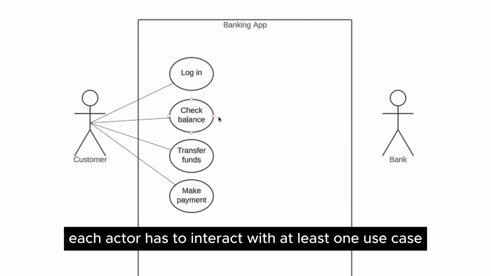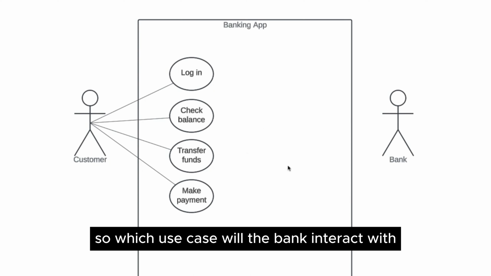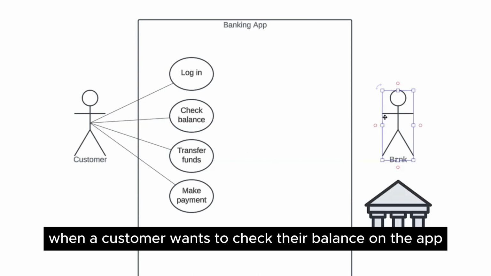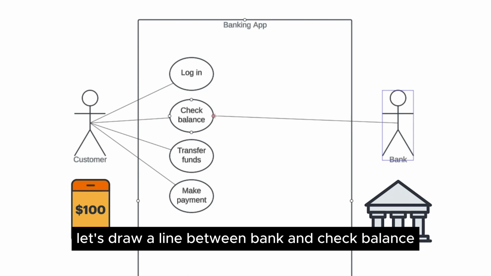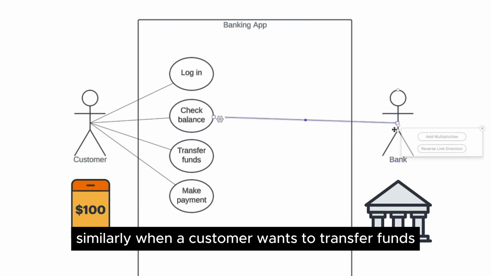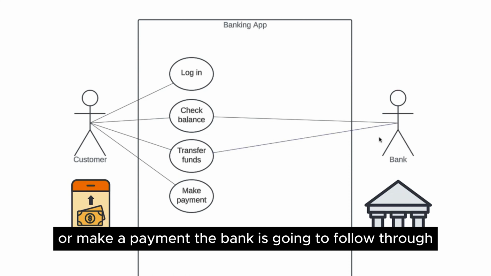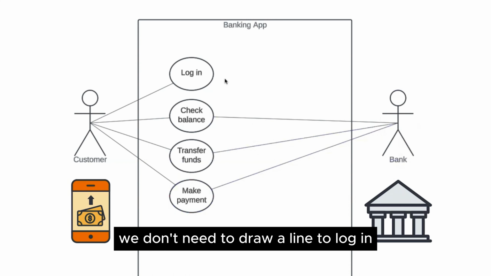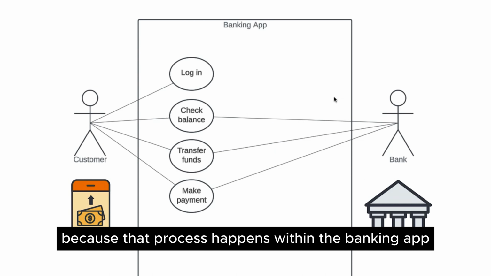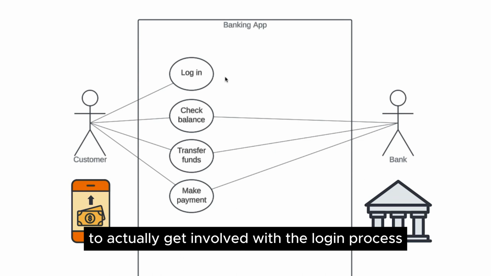Remember, each actor has to interact with at least one use case. So, which use case will the bank interact with? Well, when a customer wants to check their balance on the app, the bank is going to provide the correct amount. Let's draw a line between bank and check balance. Similarly, when a customer wants to transfer funds or make a payment, the bank is going to follow through with those transactions. We don't need to draw a line to login because that process happens within the banking app. There's no need for the bank to actually get involved with the login process.